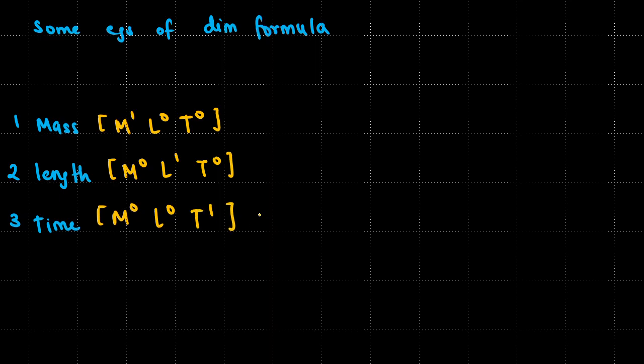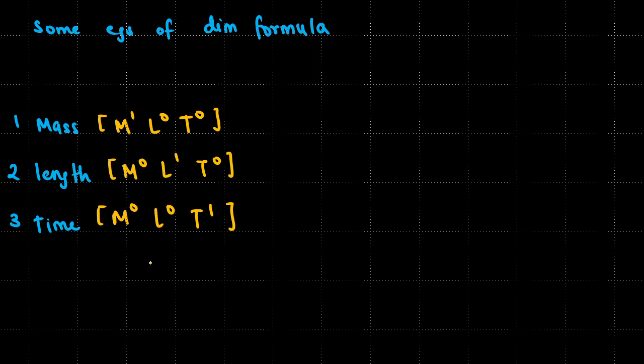So a trick when doing dimension analysis or finding the dimensional formula of anything: you can find it pretty easily by using the units rather than doing it by a formula method. When I talk about units, here we know the unit of length is meter. That's why it's L to the power 1.